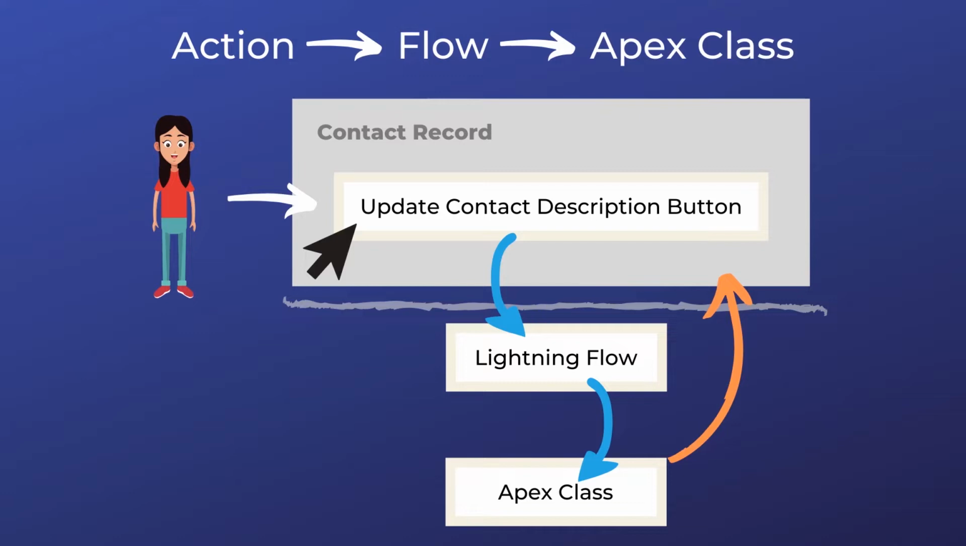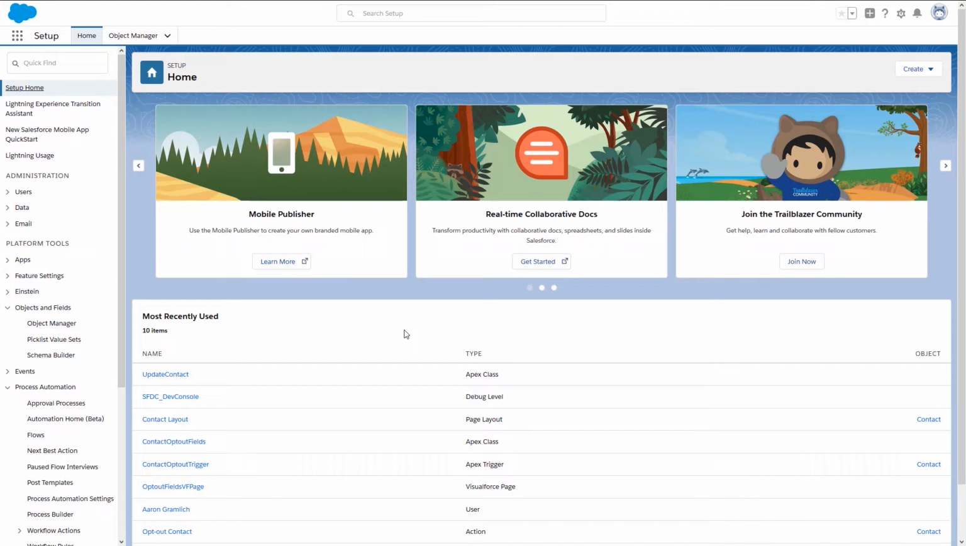Okay, with that, let's go ahead and build this out. We'll need to create our flow first, then our Apex class, and then last we can create our custom action that we'll use to kick off the process. In this example, we're going to give the user the ability to click a button which will automatically update the contact record that they're on.